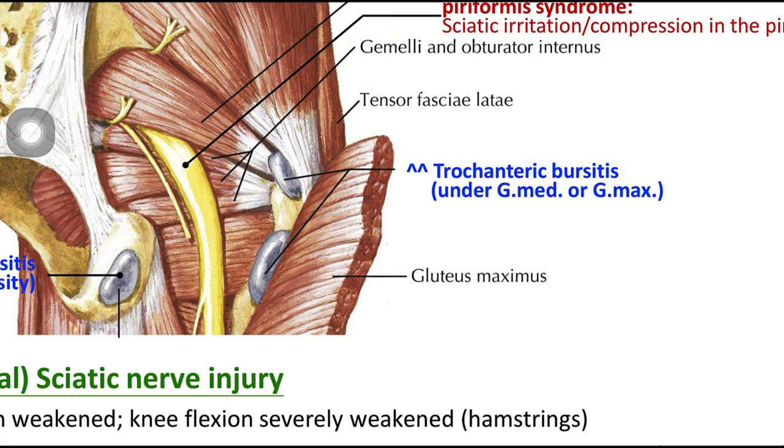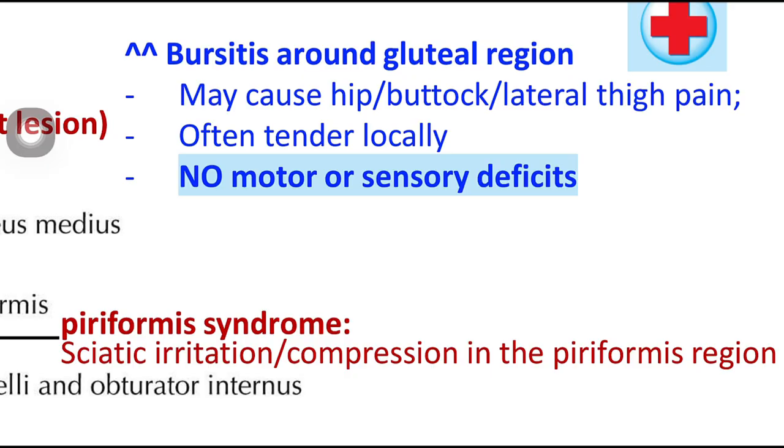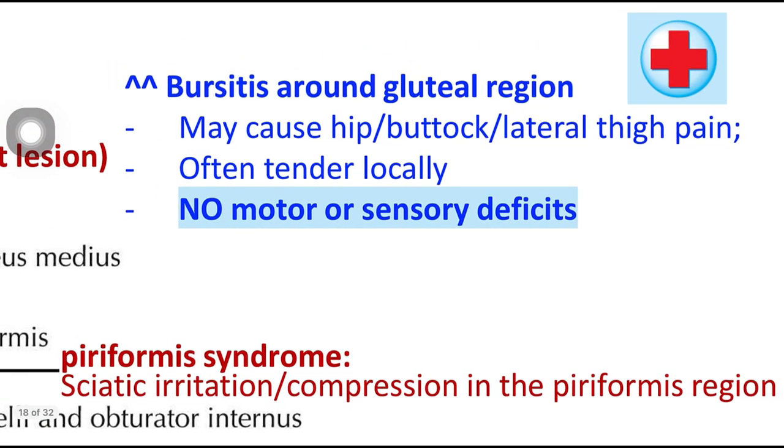So trochanteric bursitis. But these bursitis around the gluteal region may cause hip or buttock pain, or for the trochanteric one, lateral thigh pain. Often tender locally, just locally. But this is an important differentiation: the patient would not complain of any motor or sensory loss. Just that you hit the pain point, you feel pain. But the motor function and the sensory function of the leg are still there. That will form one of the differentiations, okay?